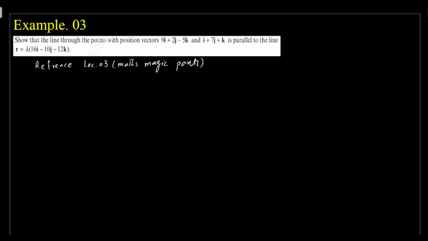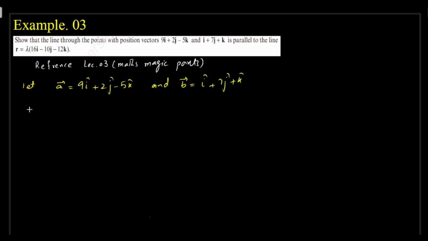In lecture 3, we stated a magic point that two lines are parallel if their direction vectors are parallel. So first we will find the direction vector of the two lines. Let us call the given vectors a vector equals 9i unit vector plus 2j unit vector minus 5k unit vector, and b vector equals i unit vector plus 7j plus k.